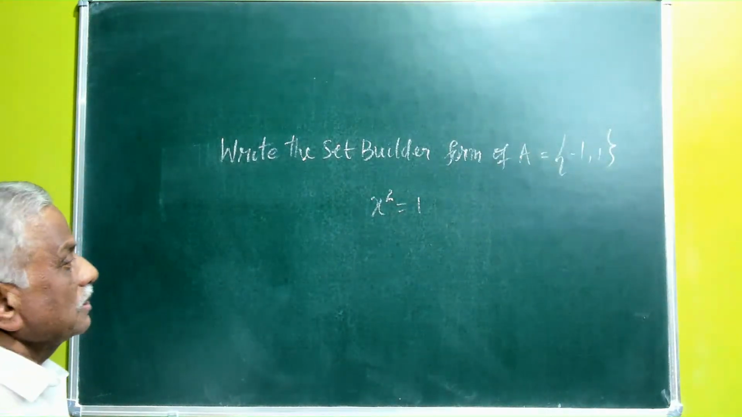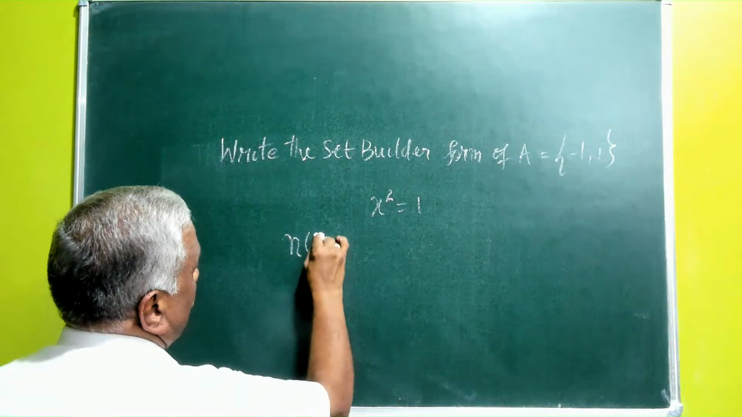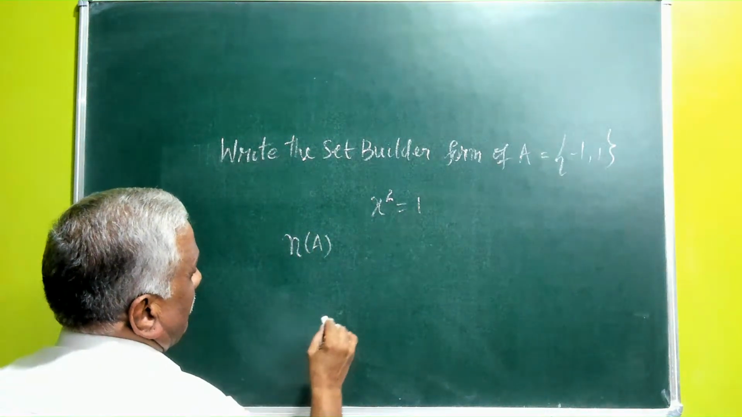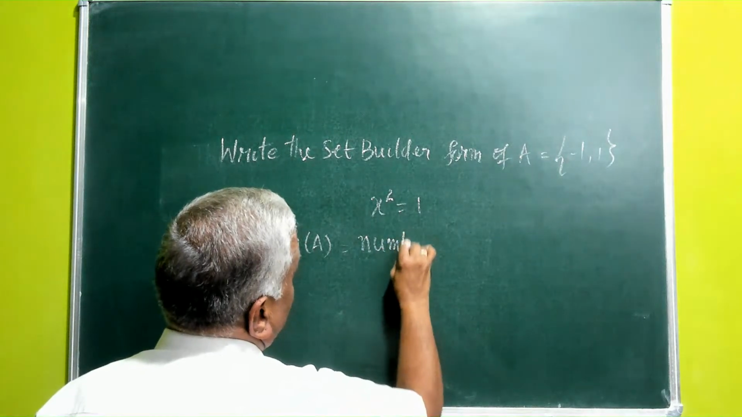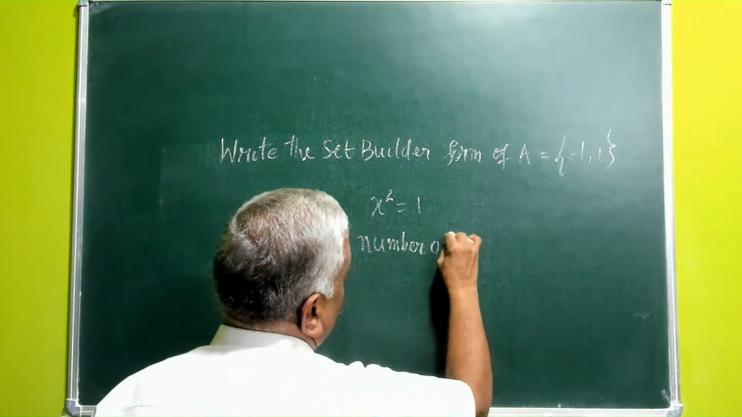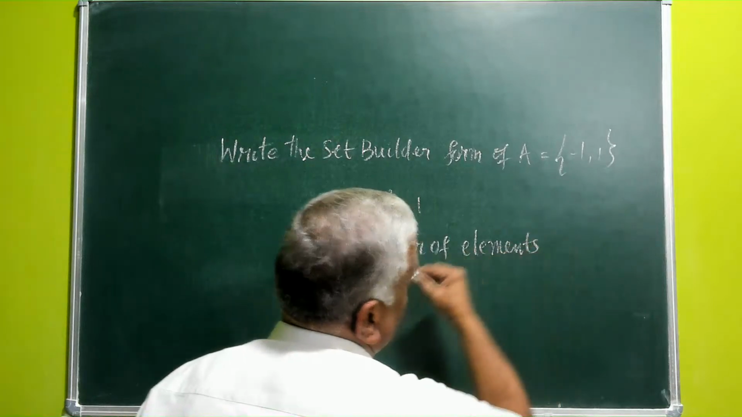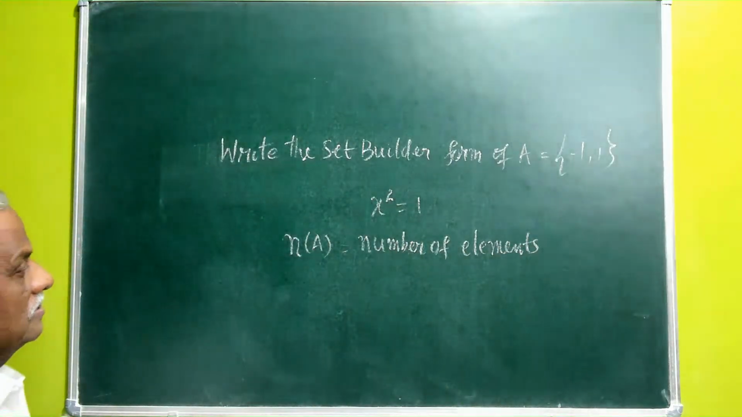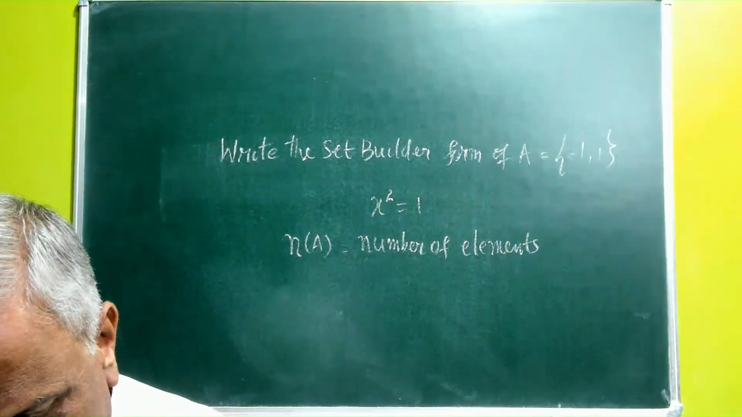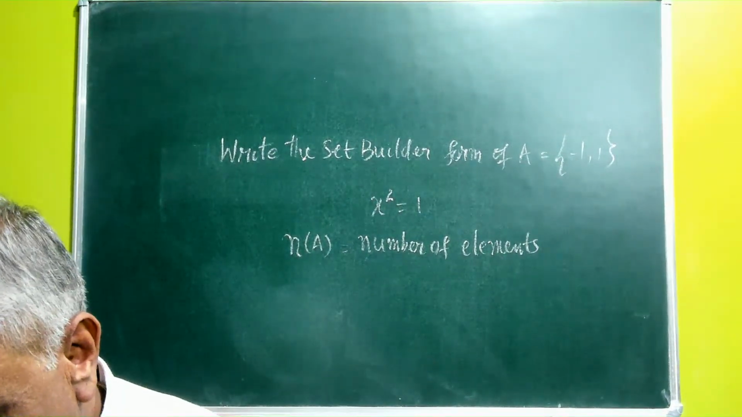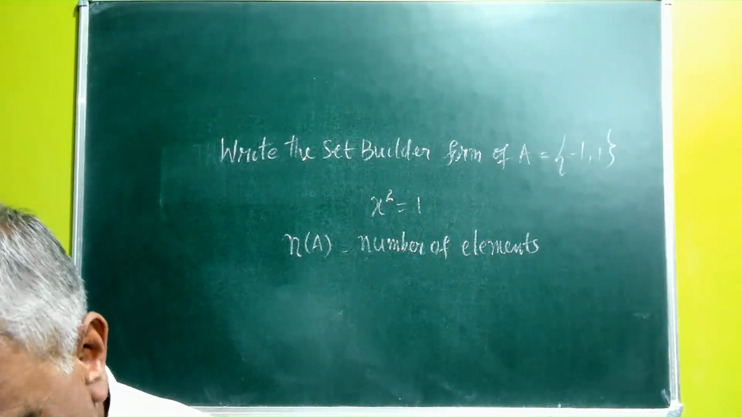The other question you find is, what is n of A? This knowledge you should have. N of A means number of elements of A. Normally there are some questions given in the public examination based on this n of A and all that. We shall solve them.